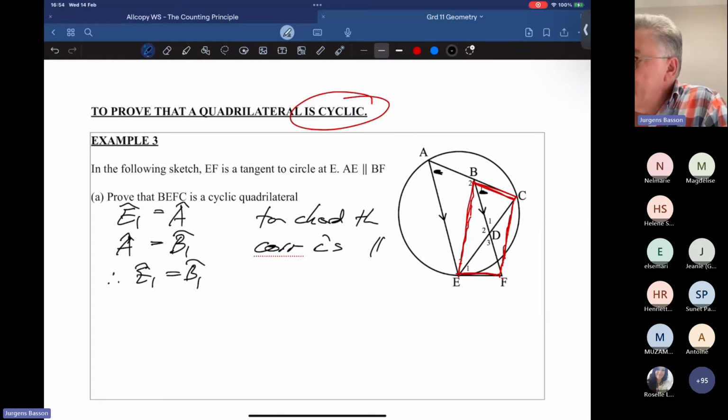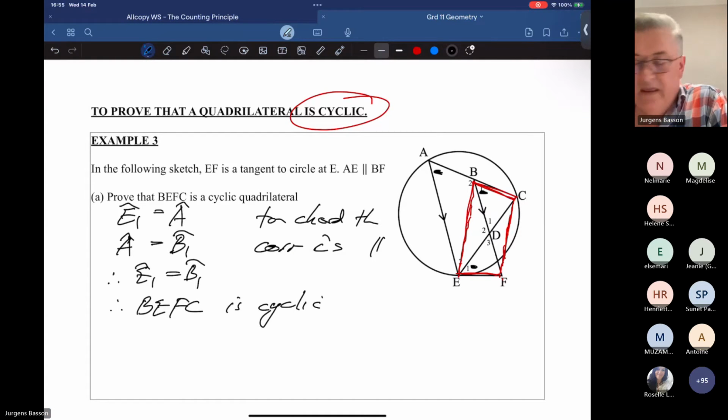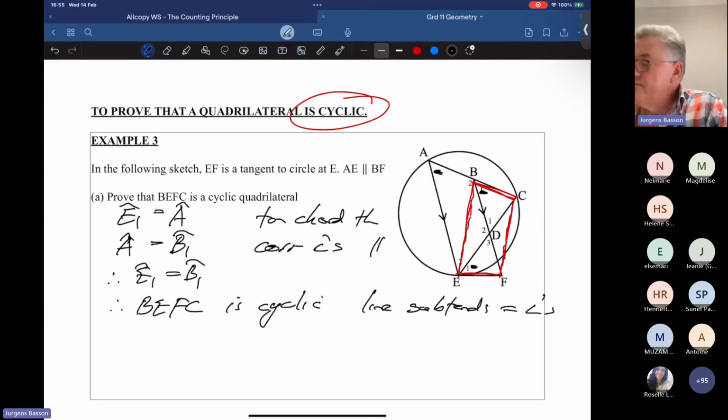Now, if E1 is equal to B1, that's what we have now. Do you notice that they are angles in the same segment? Then we can now say that BEFC is a cyclic. And the reason, line subtends equal angles. So we have a line that subtends equal angles. And that is why it's a cyclic quad. So it's the converse of angles in the same segment.